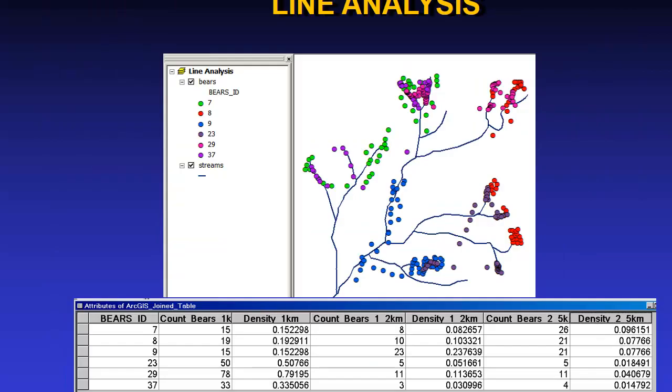The next week we'll work with tools for line analysis. So here's an example. We've got radio-collared grizzly bears, and we've got a line layer representing streams, and we want to know what's the density of bears by bear ID within 1 kilometer of a salmon stream, within 1 to 2 kilometers of a salmon stream, 2 to 5 kilometers of a salmon stream, etc.